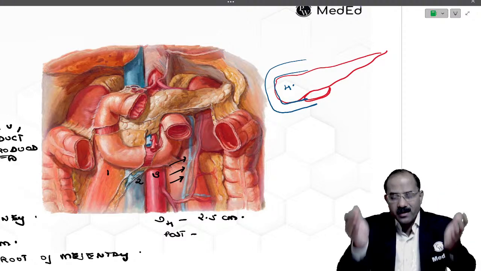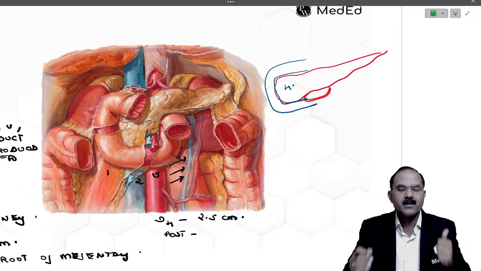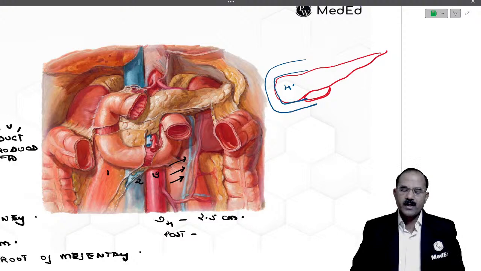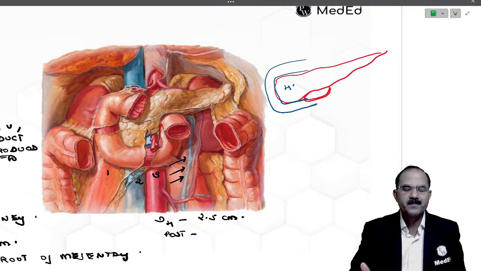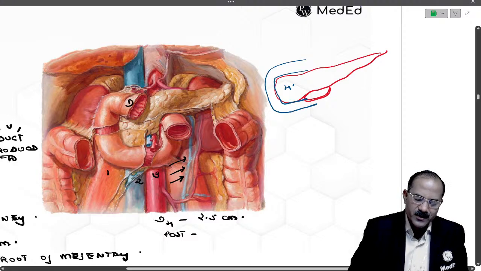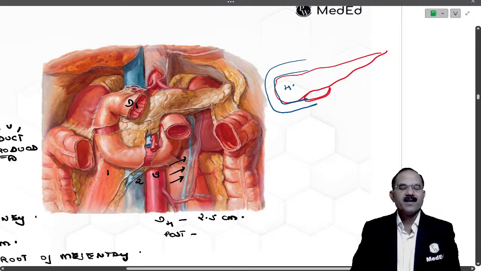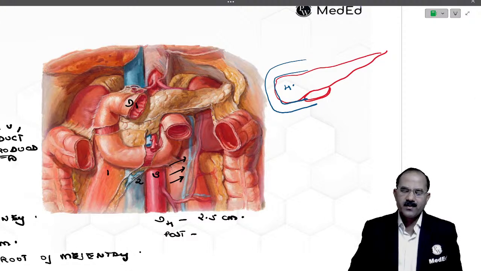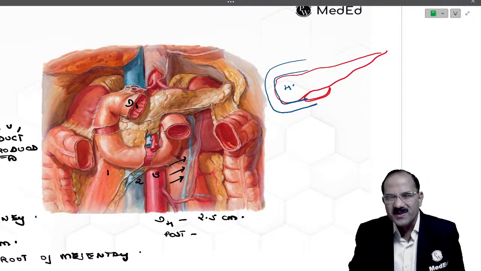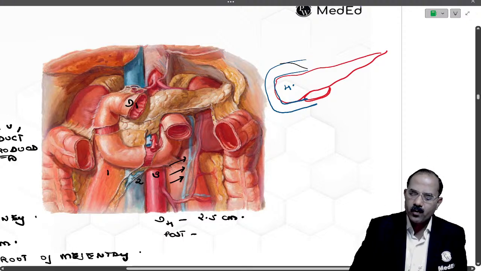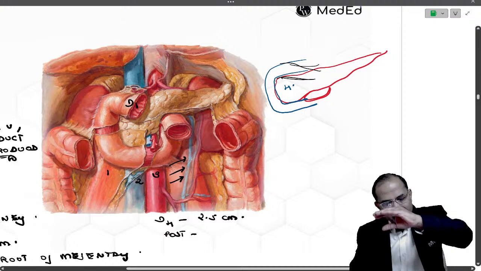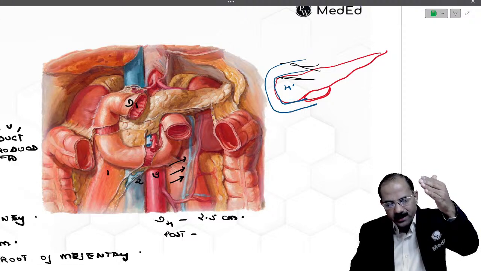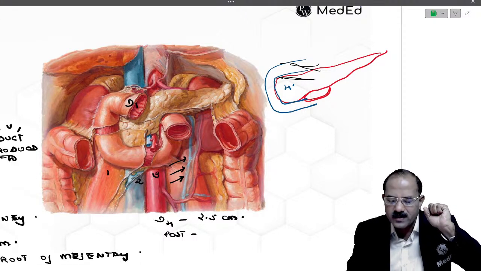Tell me the anterior relation of the head of the pancreas. Just look at the slide. Anterior relation of the head of the pancreas is, who's this? What is that? The first part of the duodenum, right? The first part of the duodenum lies superior to the pancreatic head and also overlies the head of the pancreas.